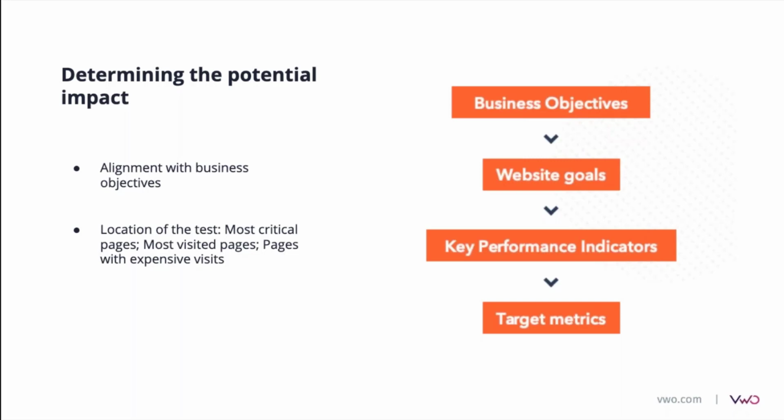Apart from that, the location of the test is also of high importance. For example, the most critical pages, for instance, let's say if you have a SaaS website, the pricing page would be of more importance to you than, let's say, the about page. And in terms of most visited pages, pages with high traffic volume are more likely to yield quicker results. So the effort would be lesser compared to other pages.